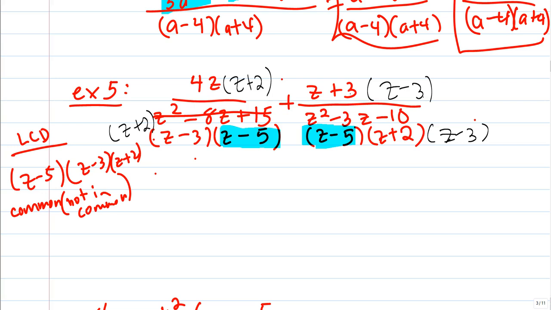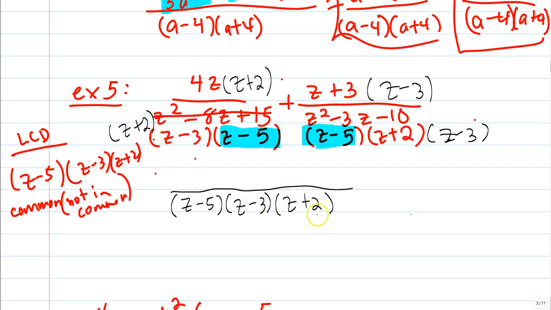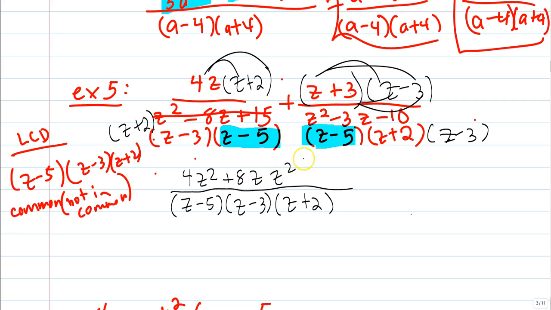Okay, so what are we going to do now? Well, we have this big, scary common denominator of, and I don't really care the order, I guess I'll do z minus 5, z minus 3, and z plus 2. And each of these had both those parts. What do I do on the top? Well, since we're going to want to combine these, we are actually going to distribute them all out and combine like terms. So this becomes 4z squared plus 8z. This becomes z times z, z squared, minus 3z plus 3z minus 9.